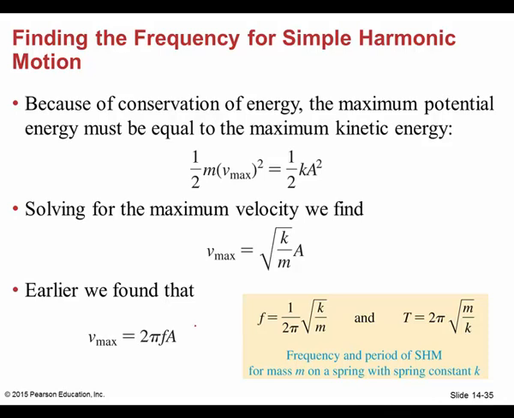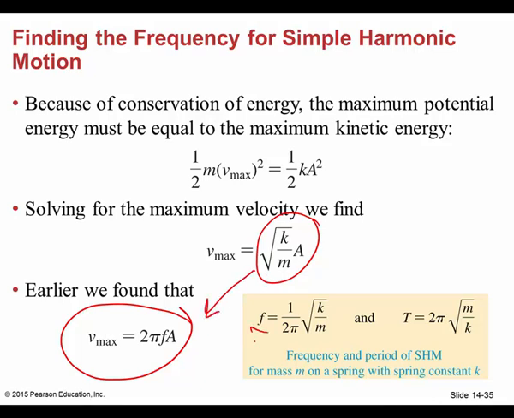When we earlier found that velocity was this, if we want to find the frequency, look what they do: they took this equation, set it equal to that one, and solved for frequency. Notice it's 1 over 2 pi times the square root of k over m. If you want to find the period, it's not 1 over 2 pi, it's 2 pi times the square root of m over k. Notice how everything flips. Please write these down.